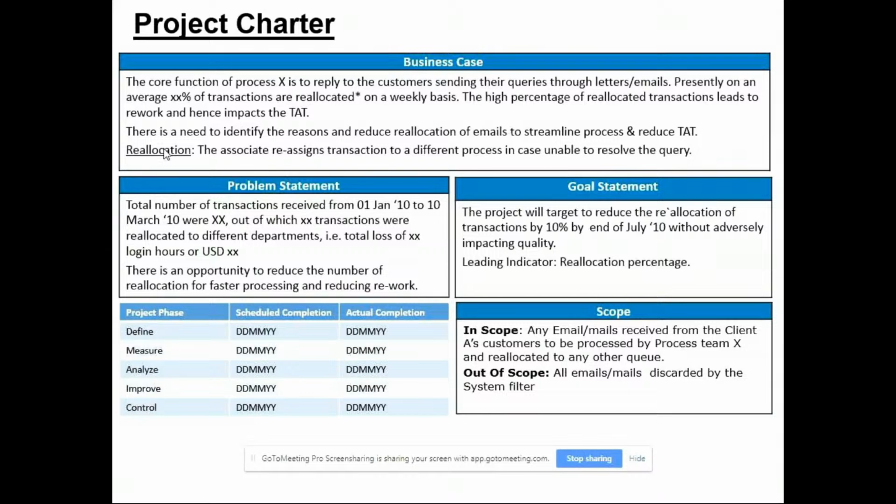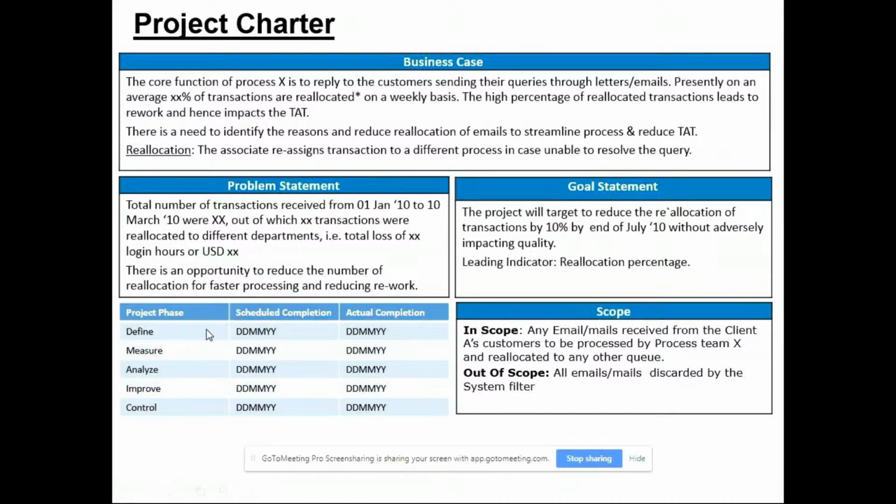Now the problem statement is, as per the data that we received from Jan 2010 to 10th March 2010, the total number of transactions were this many. These many were reallocated to a different department, which would mean a total loss of these many login hours, in terms of dollar amount, these many dollars. So the login hours we directly converted to the dollar value. And the target of the project, the goal, would be to reduce the reallocation of transactions by 10% by this date without adversely impacting the quality. And the leading indicator, the indicator that will tell us whether we have achieved what we wanted to, was the reallocation percentage.